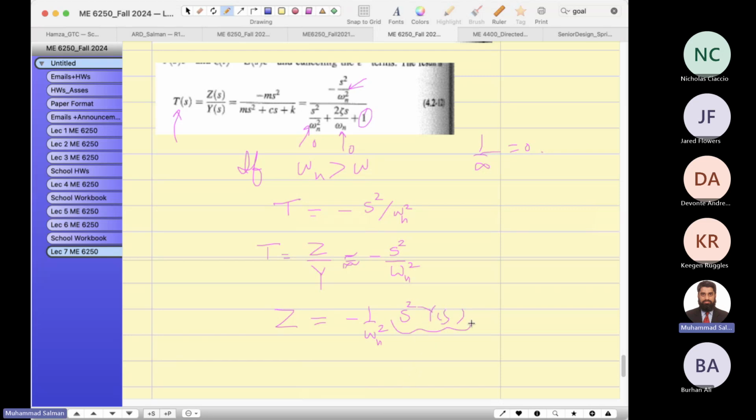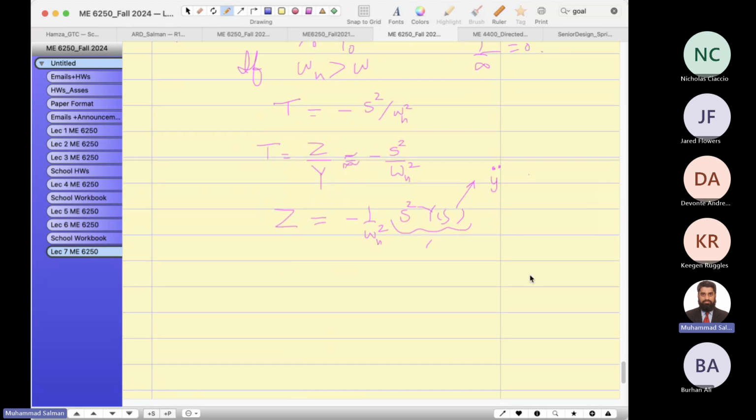And this is also equal to Y double dot, because s square means double derivative. What does double dot mean? It's acceleration. One dot is velocity, double dot means acceleration. So Z is proportional to that acceleration in that case. So how would you relate it?